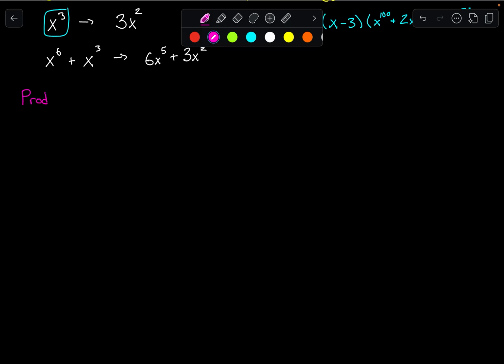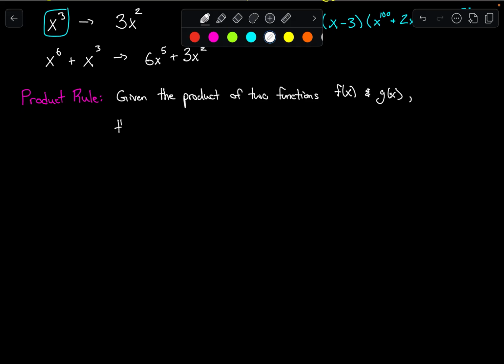So the product rule basically says that if you are given the product of two functions, let's call them f of x and g of x, then the derivative of the product of those functions, f multiplied by g, whatever those functions are, ends up equaling, and there's a really nice way to remember this, f prime times g plus f times g prime. Not too bad.